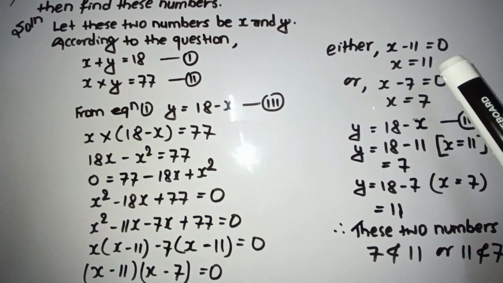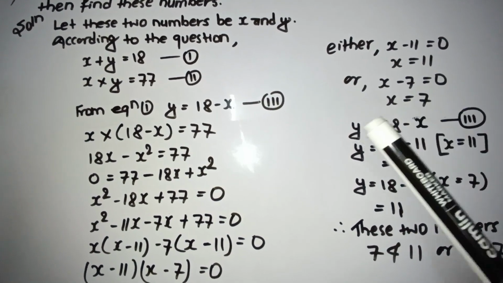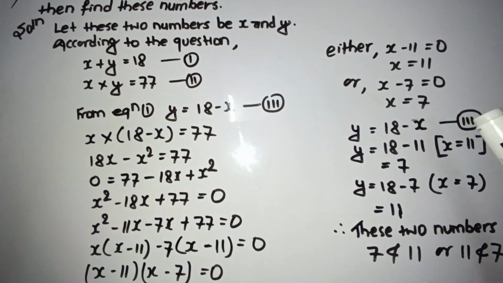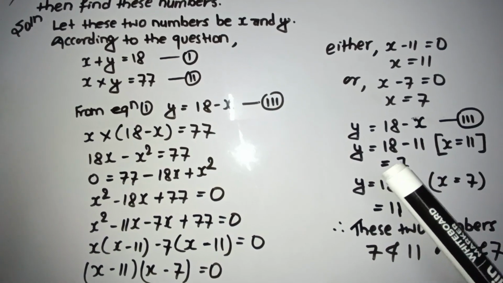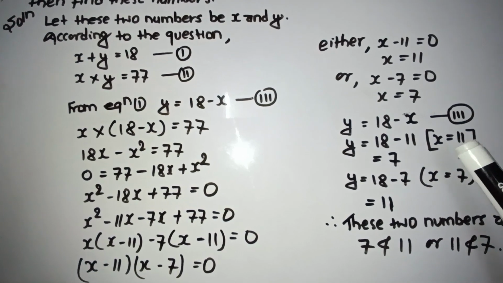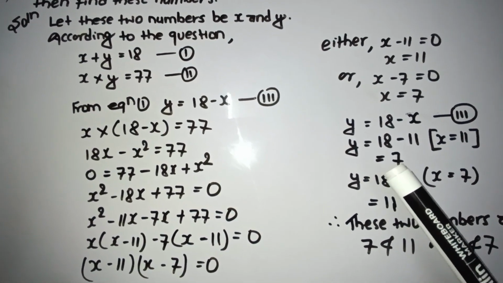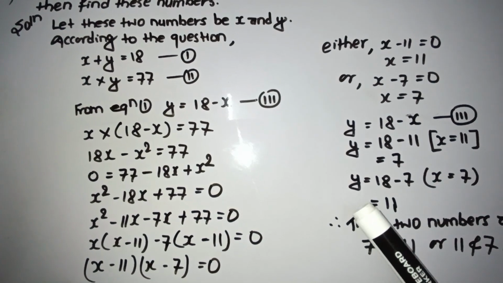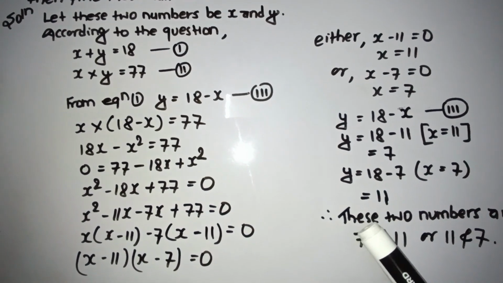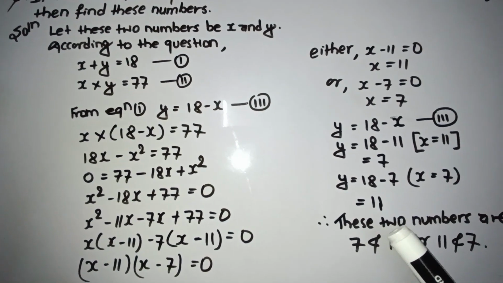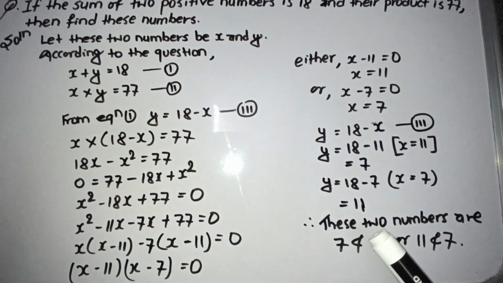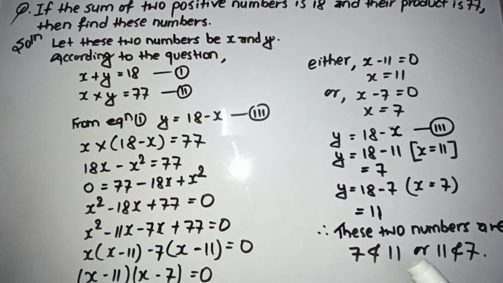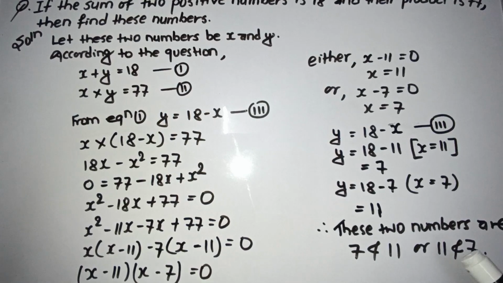We put these x values in the third equation, that is y equals 18 minus x. If we put x equals 11, then we get y equals 7. And if we put x equals 7, then we get y equals 11. These are the two positive numbers, that is 7 and 11 or 11 and 7.